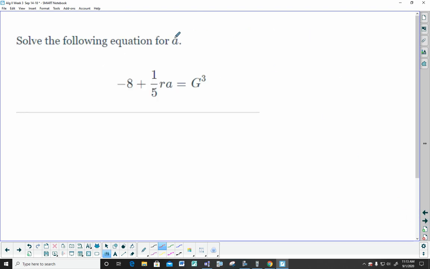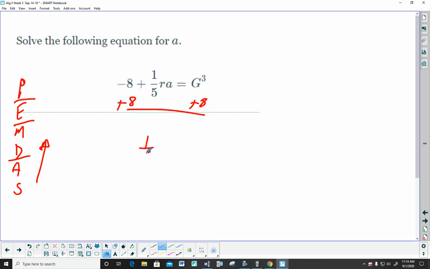All right, solve the equation for a, for this little a. All right, this is back to PEMDAS. You're going to undo any adding and subtracting first as you work up this. So you're subtracting 8, so start by adding 8. So you have 1/5 R A is equal to G cubed plus 8. Now you want to solve for A. You're multiplying by a 1/5. What would undo that? Multiplying each side by 5.